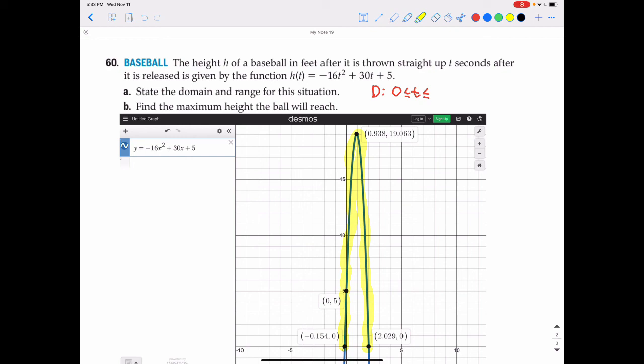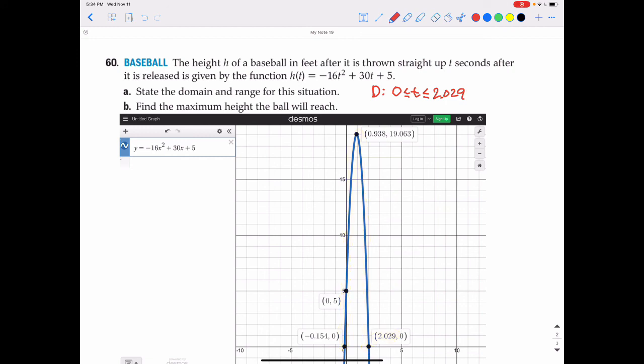So what is the time at the point that it hits the ground, which is represented by the x-axis? Well, it's right here. It's that 2.029. So that is going to be the high end of my domain, 2.029. So that's the domain. So then what's the range?